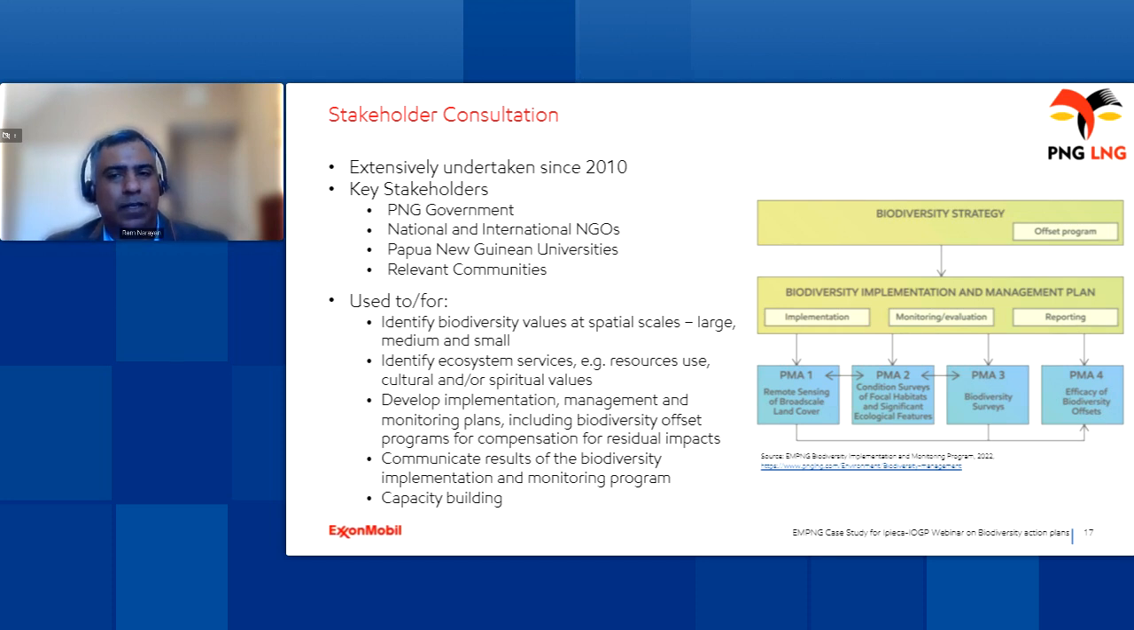It helped us develop implementation, management, and monitoring plans through the application of the risk management mitigation hierarchy, including biodiversity offset programs for compensation for significant residual impacts. It helps us communicate results of the biodiversity implementation monitoring program and also supports capacity building. Let's briefly touch upon those topics in the following slides.